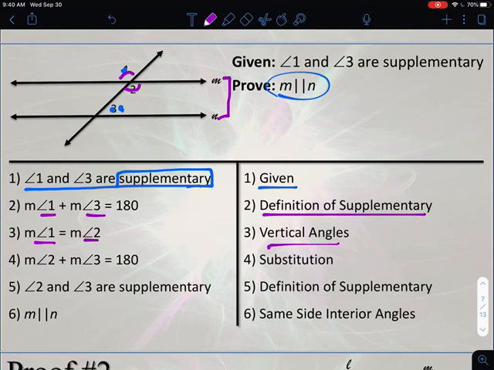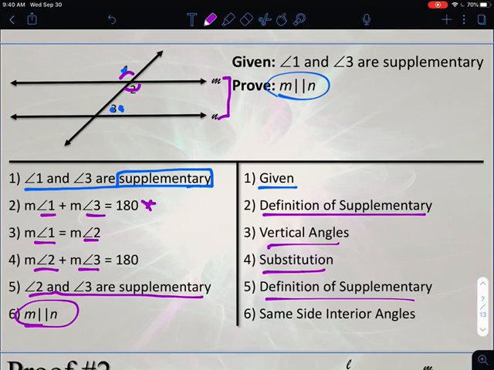Well, so if I'm looking at that then, angle 1 and angle 2 are the same. So if I come back up to this step 2 here, instead of saying 1 plus 3 equals 180, I can say 2 plus 3 equals 180. And there's my substitution. I replaced angle 1 with angle 2. Well, if angle 2 and angle 3 add up to 180, then by definition, angle 2 and angle 3 are supplementary. And if angle 2 and angle 3 are supplementary, then my line M is parallel to line N because of same side interior angles.